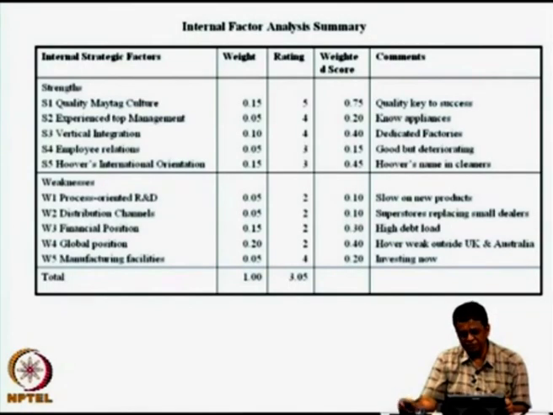The company tried to acquire other companies like Hoover in UK and Australia, and made some investments into that to make its presence. Similarly, in the manufacturing facilities in the US itself, it started making investments. So, all that has given the company a rating of 4. The result is investing now, that is, the company is investing into its manufacturing facilities.